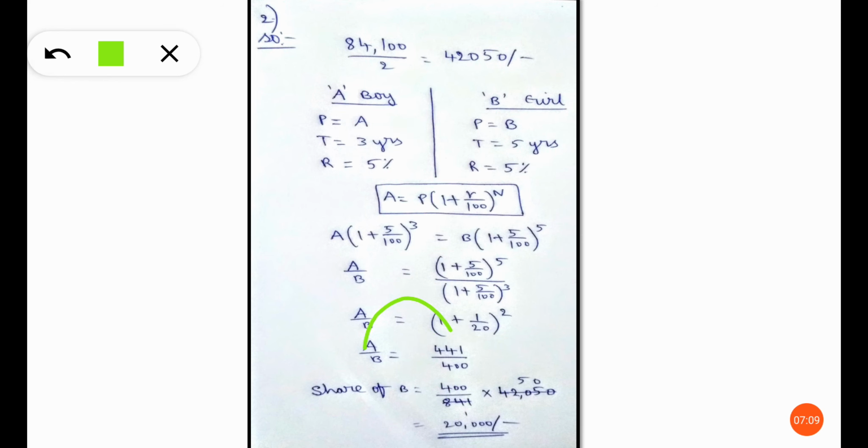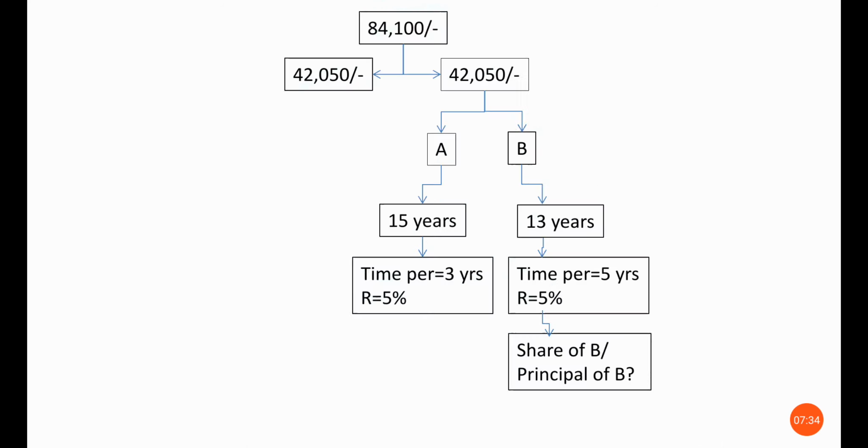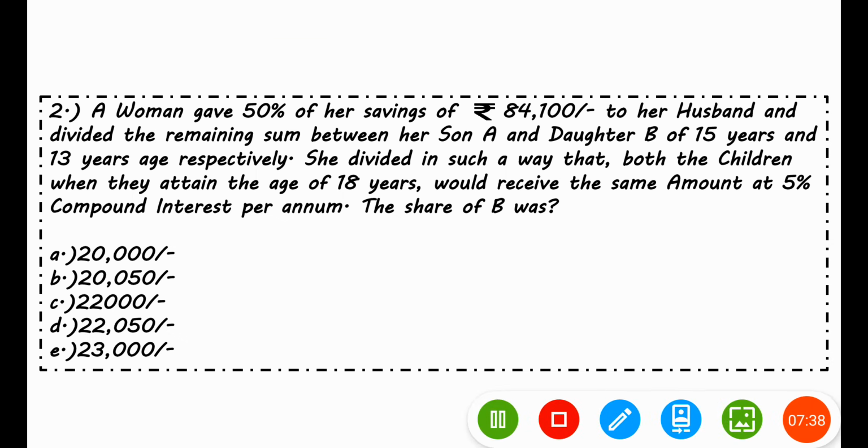The complete investment is 42,050. This is like the previous question only, but a little bit was changed. So B will receive 400 parts. So 400 by 400 plus 441, that is 841. On cancellation we get 20,000 rupees. This is the principal of the girl B. 20,000. Option A is the right answer.